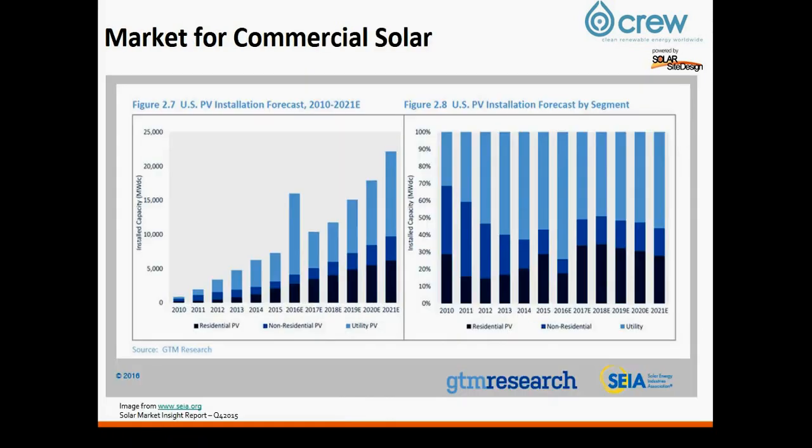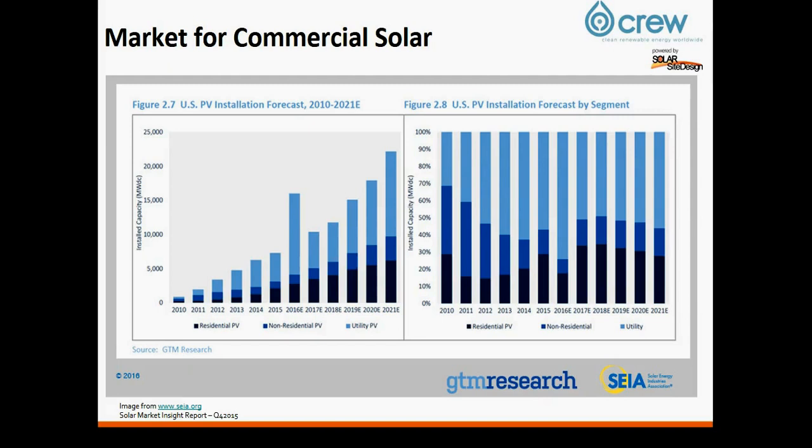So next I want to jump into what the market for commercial solar looks like. Over the last few years, commercial solar has actually stagnated. And in the graph on the left and on the right, you'll notice commercial solar is represented in the middle shade of blue. So the one that says non-residential PV, that is representing the commercial projects.